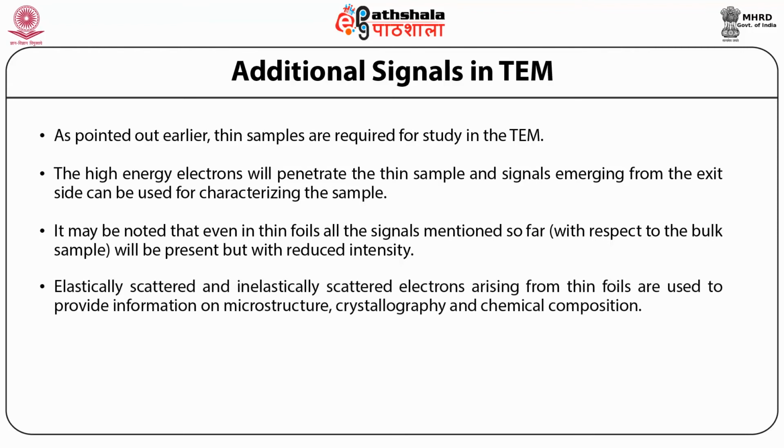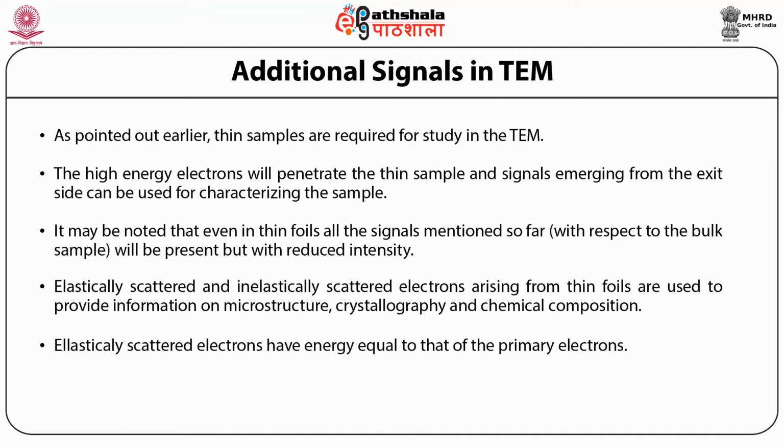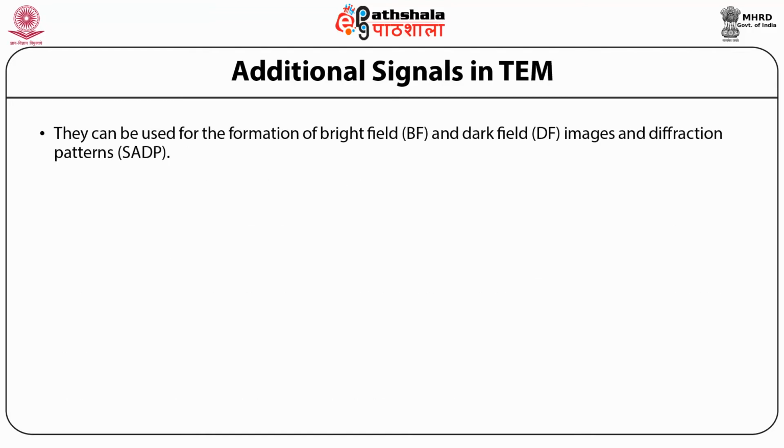Elastically scattered and inelastically scattered electrons arising from thin foils are used to provide information on microstructure, crystallography, and chemical composition. Elastically scattered electrons have energy equal to the primary electrons. They will be prominent when the specimens are very thin. They can be used for the formation of bright field and dark field images and diffraction patterns.